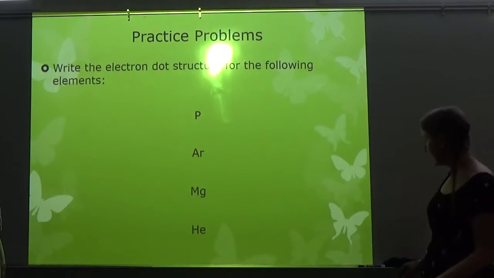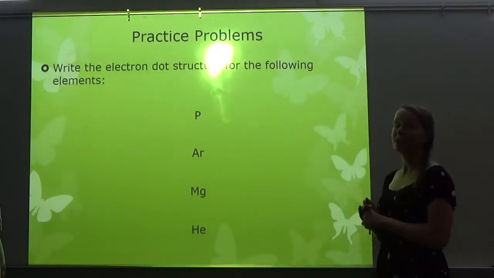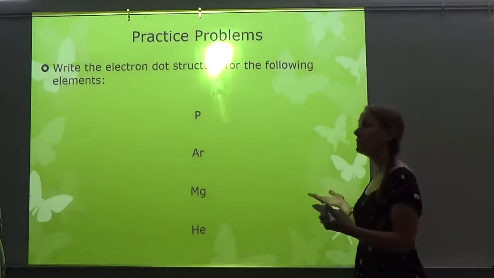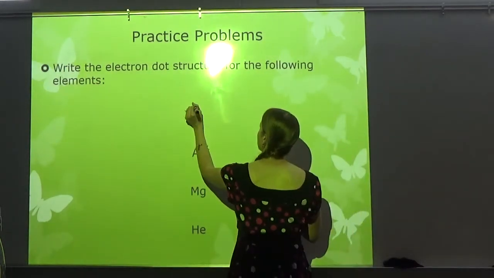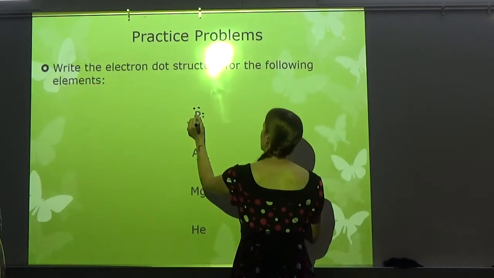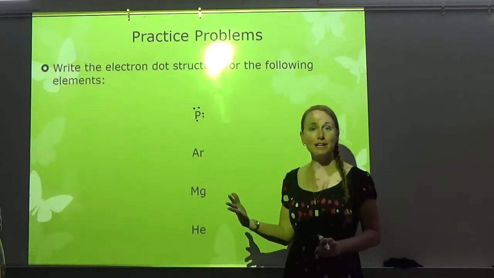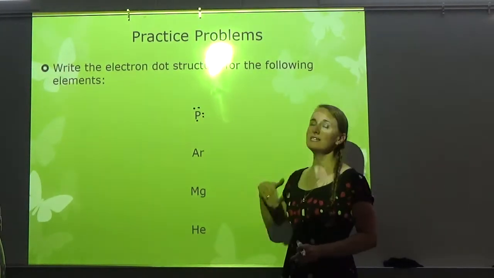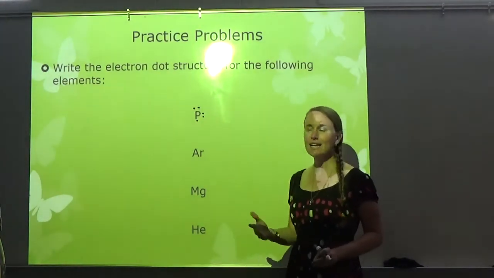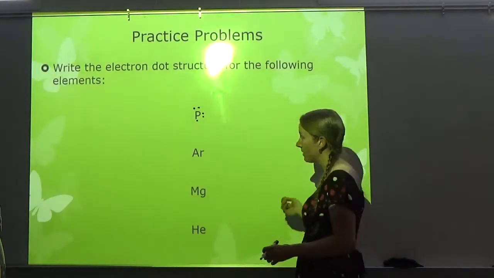So let's look at a couple together. Alright, so it says write the electron dot structure for the following elements. Well, P is in group 15, so it would have 5 valence electrons. Now some teachers are picky about where you put those 5, like they want you to separate them until you have to pair them. But the point is we're going to be getting to bonding anyway, and so I'm not really worried about where you put them, I'm worried about how many you have.